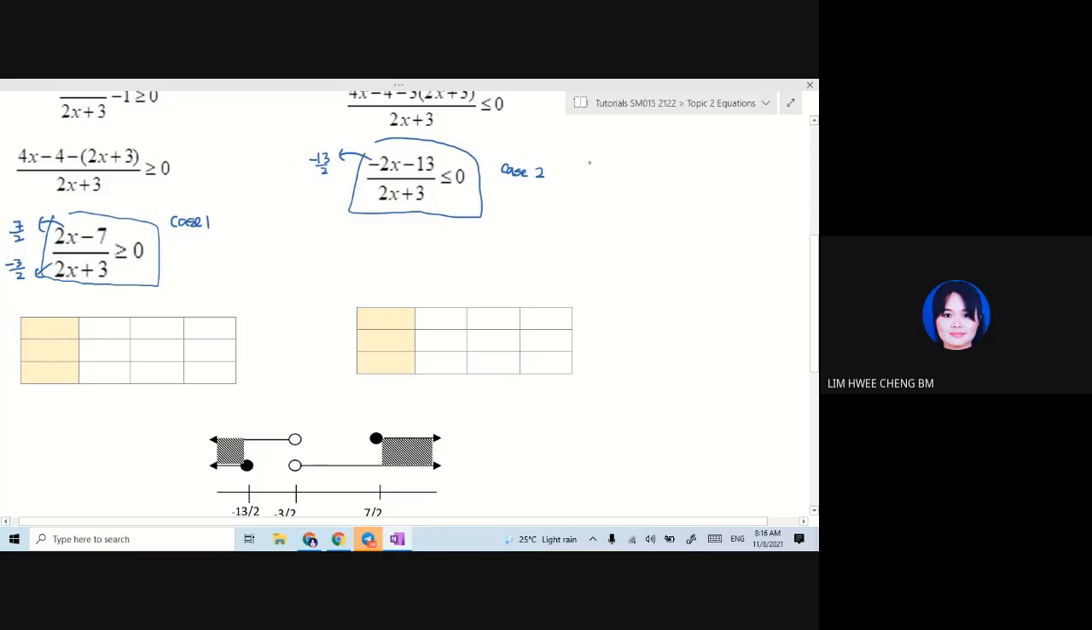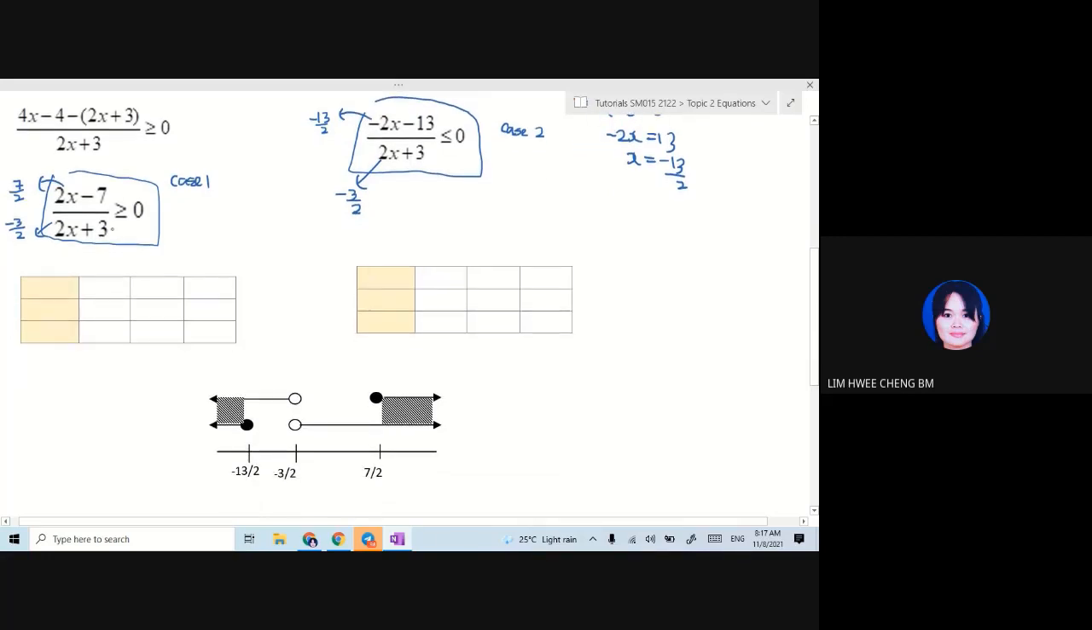If you can't get it, you just do the simple step like this. You let minus 2x minus 13 equal to 0. You get minus 2x equal to 13, so your x is negative 13 over 2. You get it? For the other one, the zero is negative 3 over 2. Then you build your sign table.